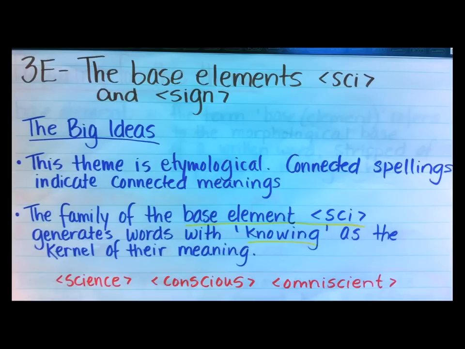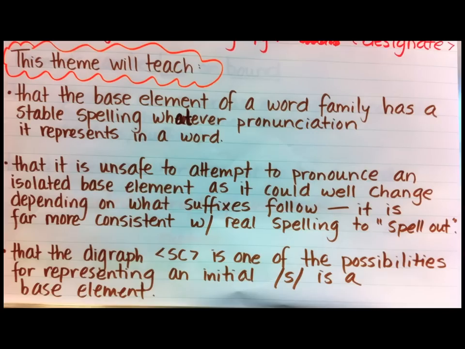The family of the base element SCI generates words with knowing as the kernel of their meaning: science, conscious, and omniscient. This theme will teach that the base element of a word family has a stable spelling, whatever the pronunciation it represents in a word, that it is unsafe to attempt to pronounce an isolated base element as it could well change depending on what suffixes follow. It is far more consistent with real spelling to spell it out. That the digraph SC is one of the possibilities for representing an initial S in a base element.